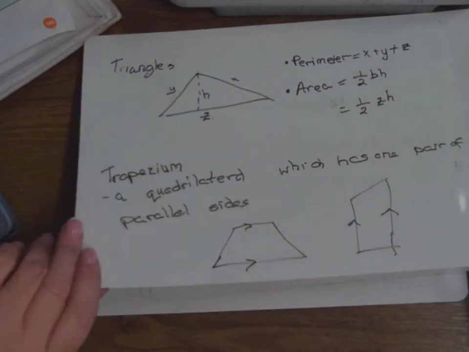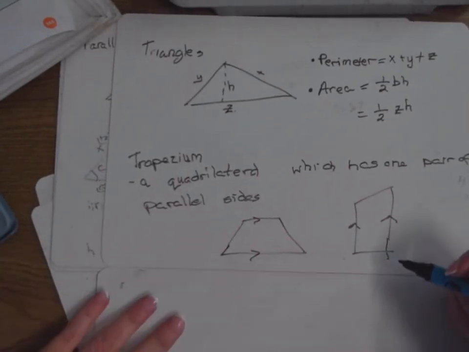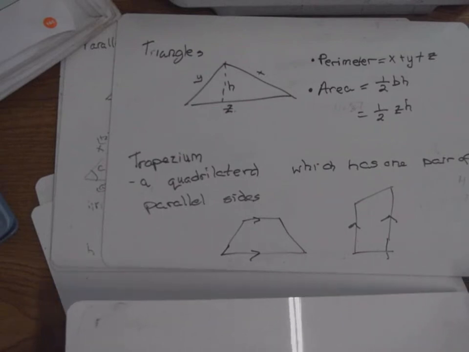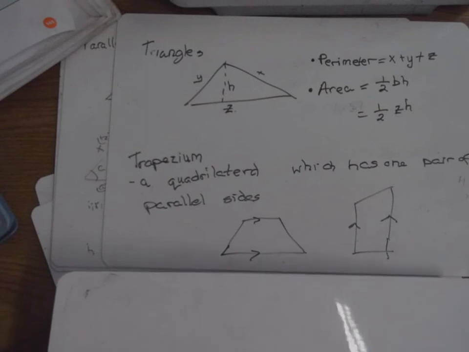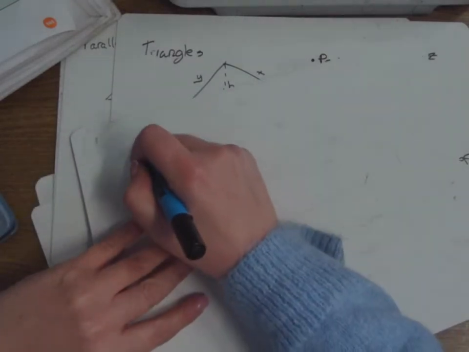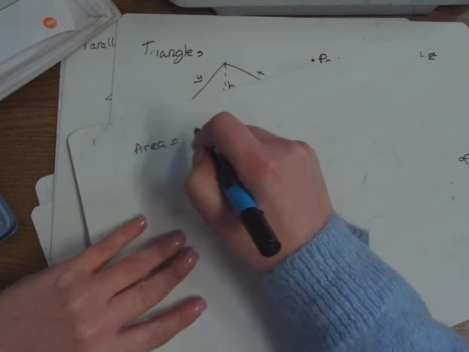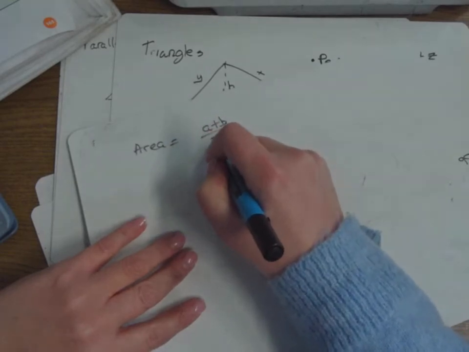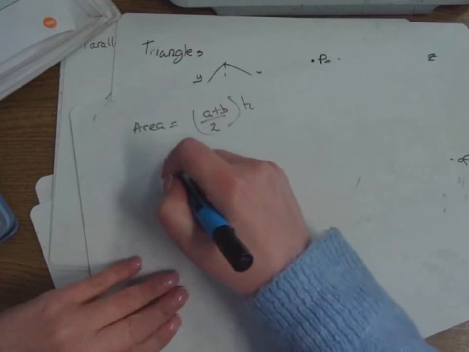Right, and there's a formula in the log tables for the area of a trapezium. Right, okay. So the area of a trapezium, girls, it's in the log tables. It's a plus b over 2 multiplied by the height. Okay, what do I mean by a plus b?